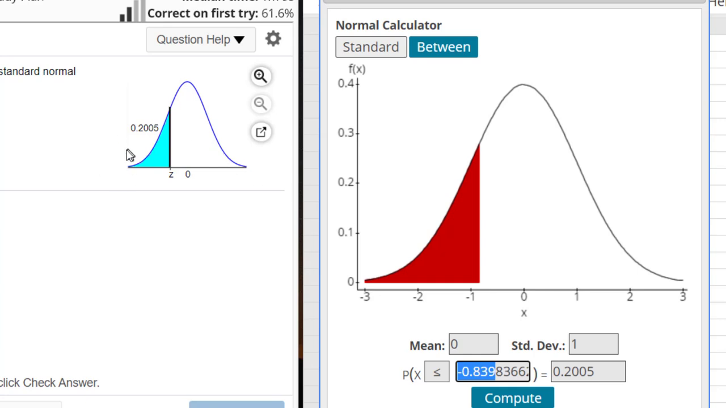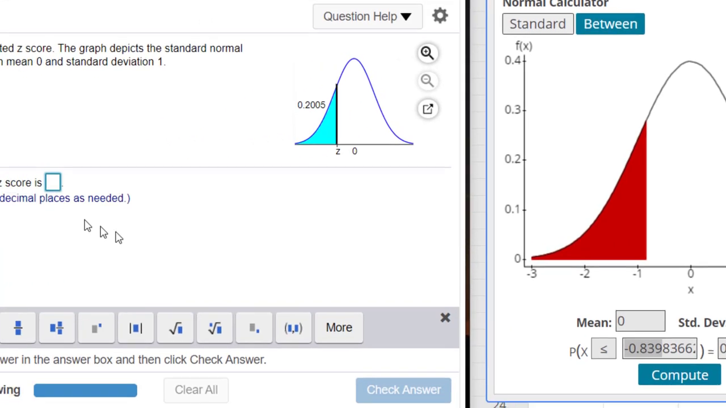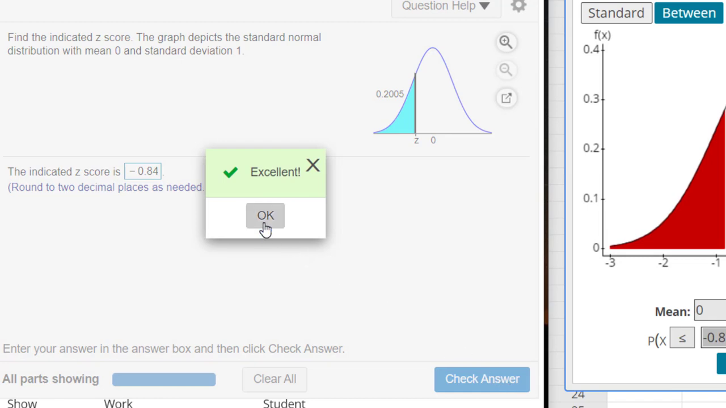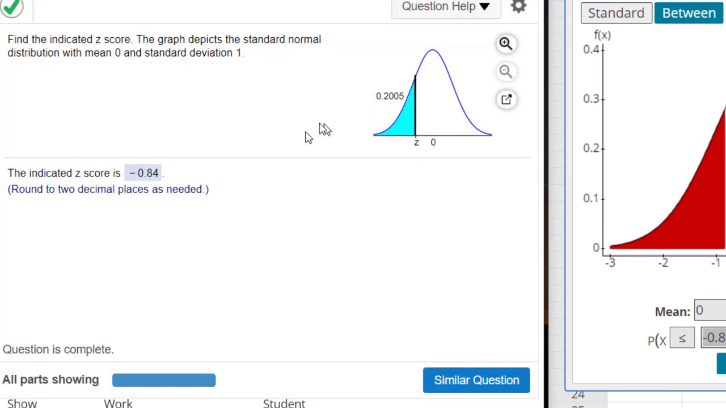If you're looking at this problem where we have 0.2005, an area to the left of negative 0.839 will basically give you that much area. So that's going to be our value right there. The indicated z-score, you'll just put in negative 0.84, since it wants 2 decimal places. Okay. So this is basically how you're going to work problems where you're given the area.